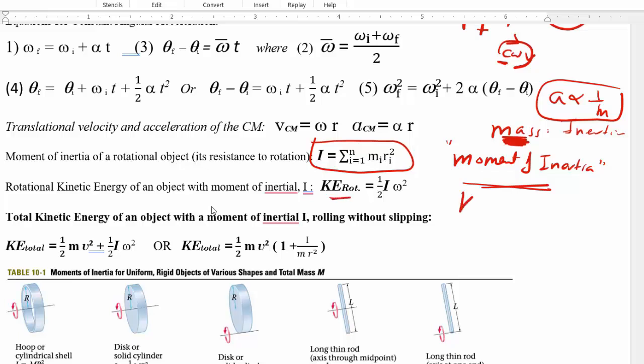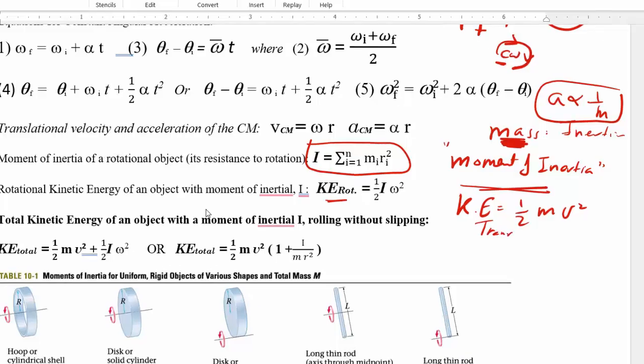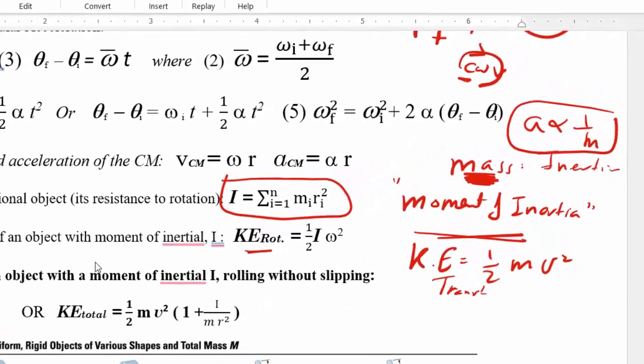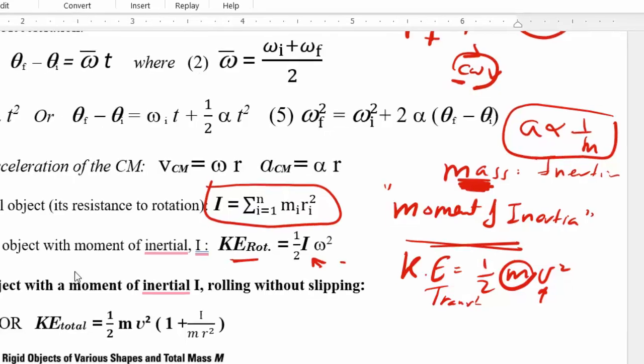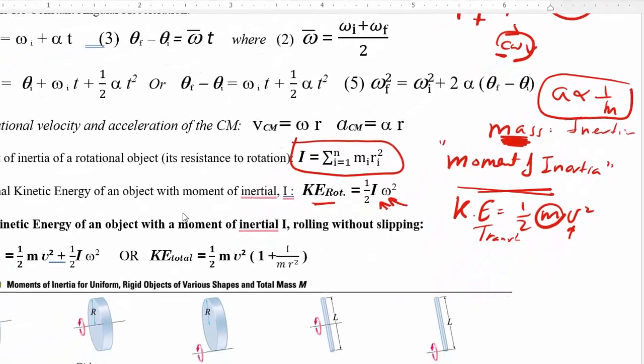We call that the kinetic energy. In the case of linear motion, it's 1/2 the mass times the velocity squared. This is in the case of translational motion or linear motion. Now here, instead of m, we are using I, as you see here, and instead of v, we are using the angular velocity, omega squared.